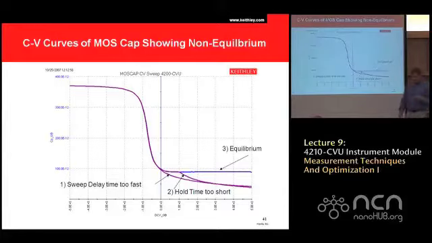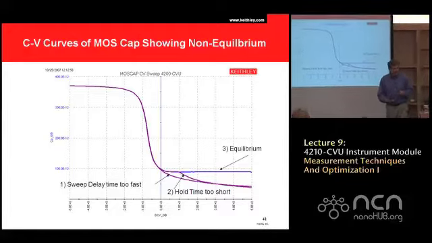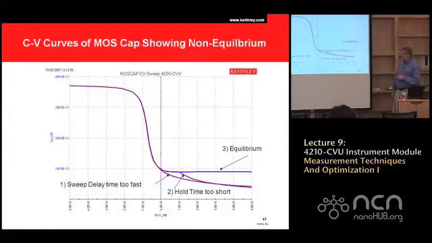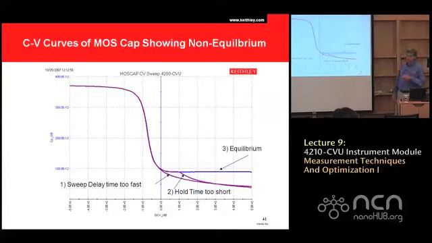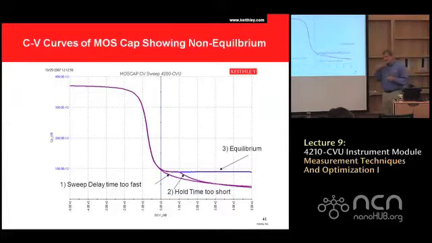Now, a common trick in MOS devices is to sweep them backwards, to sweep them from the inversion region to the accumulation region. However, if you don't give them enough hold time in the inversion region to build up an inversion region, you will get something like this. It will sweep backwards, and then at some point it will snap up to the equilibrium curve and continue on. So the old trick for doing this is to bias it to inversion and give it a shot of light, and that will actually drive it to inversion, to equilibrium, and then you can run your sweep.